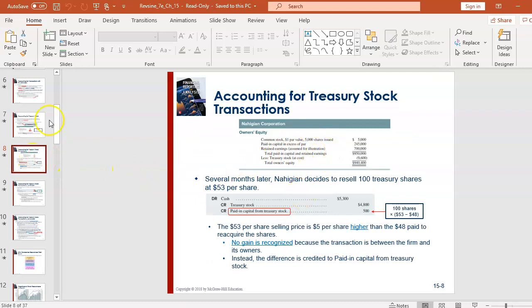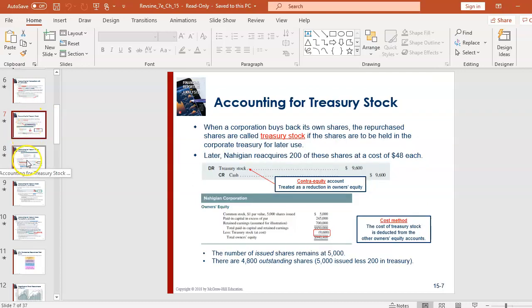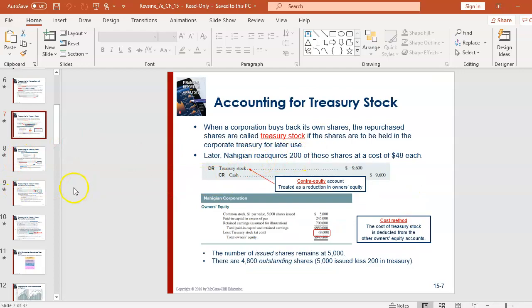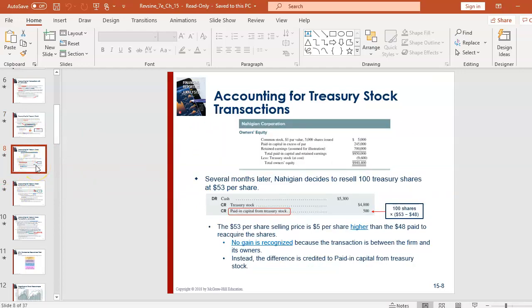So just giving us an example here, we bought 200 shares at $48 each, for $9,600. And then it says several months later they resell 100 shares at 53. So they bought 200 shares here. We're going to sell 100 shares back to the marketplace, and we're going to make $5 per share basically. So that's paid in capital, that difference between the 48 and the 53 times 100 shares.